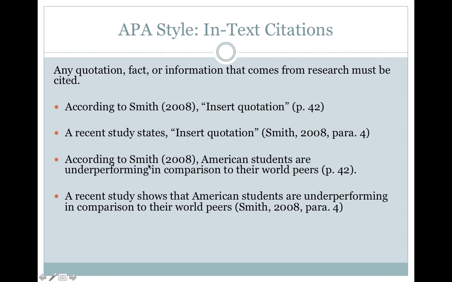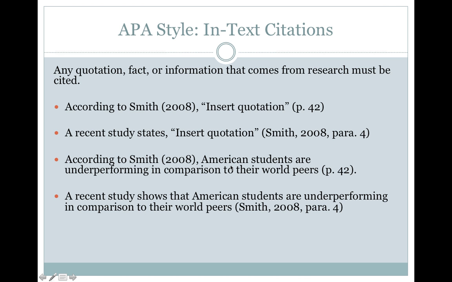If you're not quoting something directly, but the information still comes from research, you follow the same rules, okay? So you can put the author's last name and a year of publication in parentheses at the beginning of your sentence, and then deliver your information. So according to Smith, 2008, American students are underperforming in comparison to their world's peers, and then put a page or paragraph number at the end. Okay, so we're pretending here that this information comes from research, but it's entirely in my own language. Okay, it has no similarity to how this information appeared in its original form.